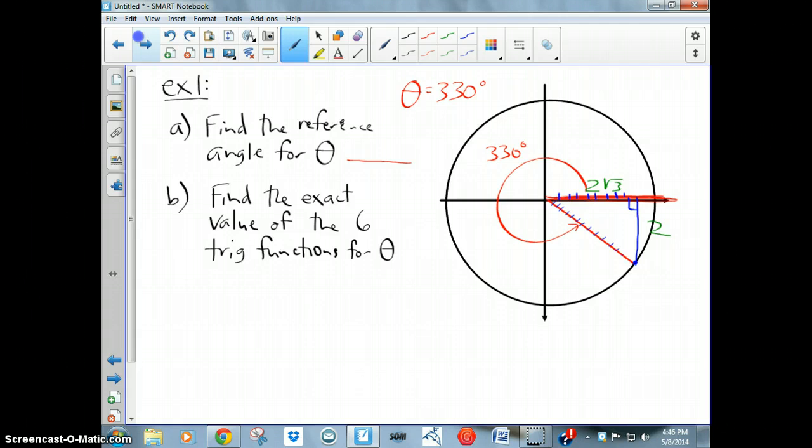And it's got to be positive and it's got to be acute. That would be this angle in here. That's the only acute angle between those two sides. Obviously, if it's 330 degrees around, the reference angle would be 30.